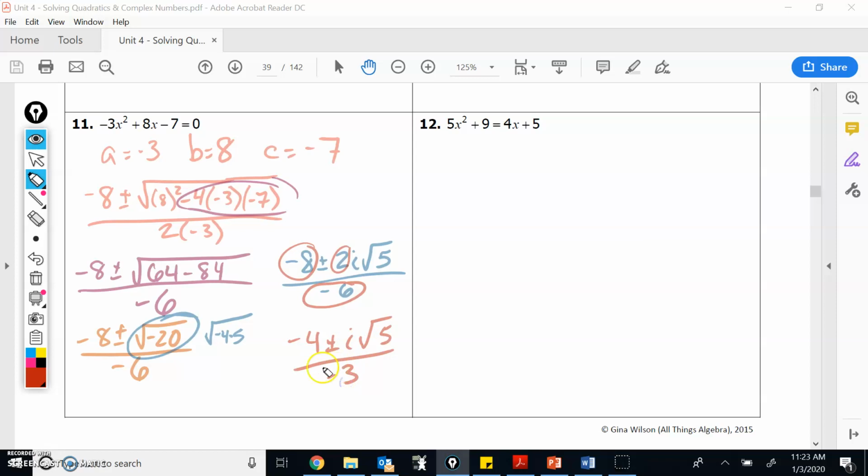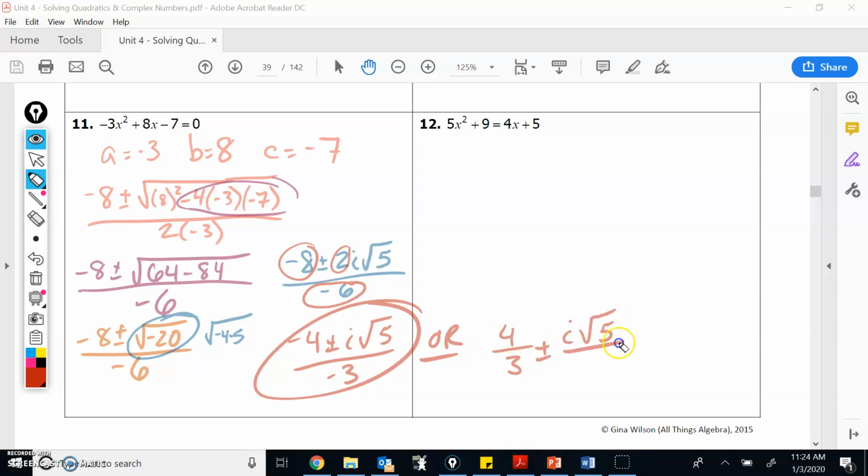negative 3. So you can write your final answer like this, or you can split up your fraction. Negative 4 divided by negative 3 makes 4 over 3, plus minus, and then you can split it up like that. I know some people like writing their solution as two different fractions, the real and the imaginary part, to make the whole complex number, but either is satisfactory on a quiz or test.